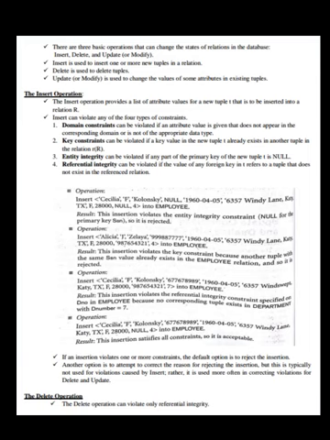Domain constraints can be violated if an attribute value is given that does not appear in the corresponding domain or is not of the appropriate data type. Key constraints can be violated if a key value in the new tuple t already exists in another tuple in the relation r(R). Entity integrity can be violated if any part of the primary key of the new tuple t is null. Referential integrity can be violated if the value of any foreign key in t refers to a tuple that does not exist in the referenced relation. See the operations here.